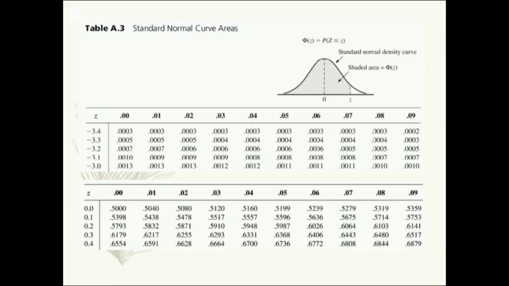As I mentioned, in the textbook you have tables. These tables give you the area to the left of any value of Z for a standard normal distribution. This is what the table looks like. It's just a portion. This is Table A.3. It is at the back of your textbook, so you can have a look at it there. I want to show you in the next slide how to use this table.